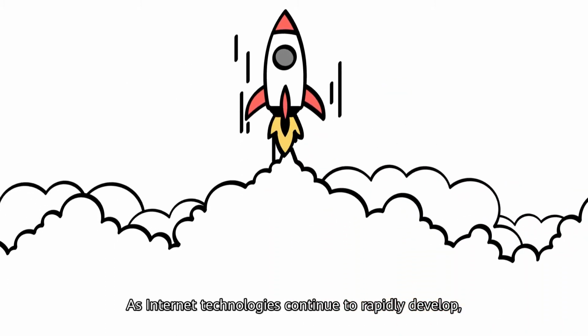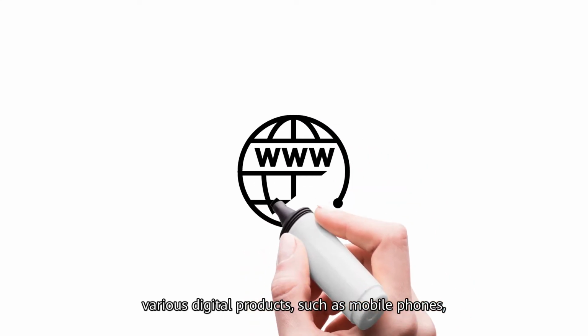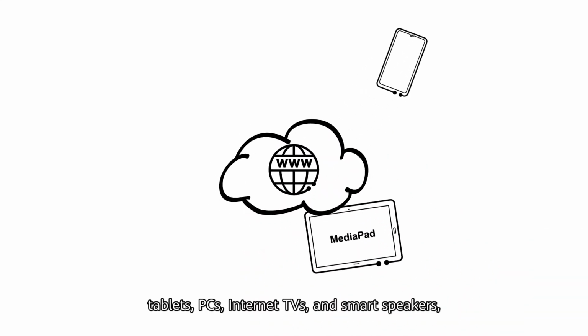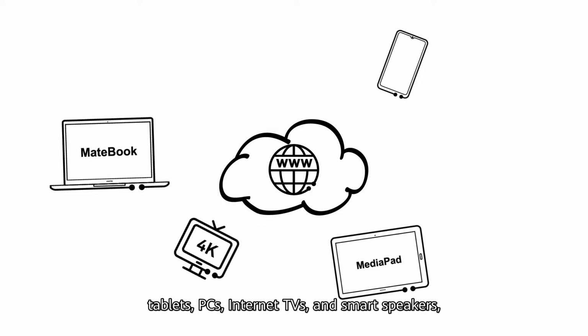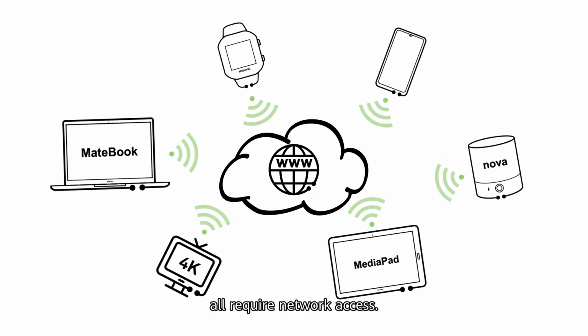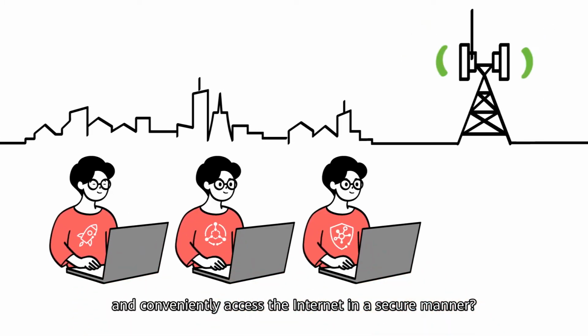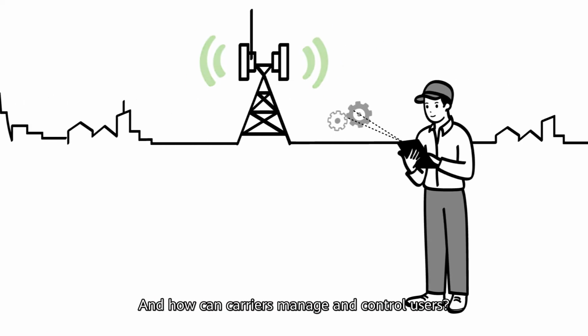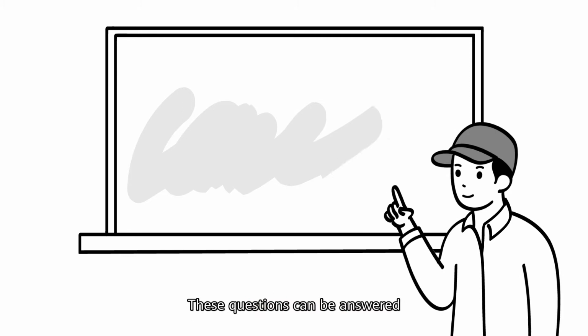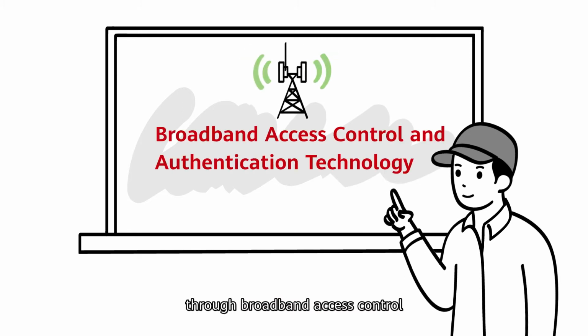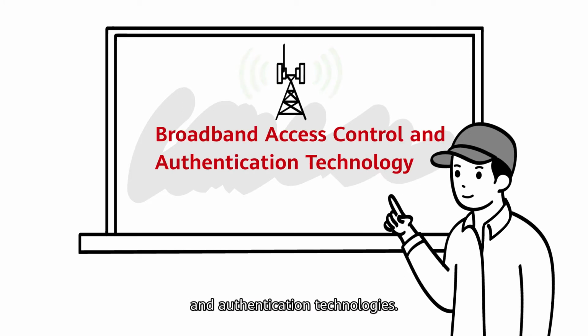As internet technologies continue to rapidly develop, various digital products such as mobile phones, tablets, PCs, internet TVs, and smart speakers all require network access. How can users quickly and conveniently access the internet in a secure manner? And how can carriers manage and control users? These questions can be answered through broadband access control and authentication technologies.